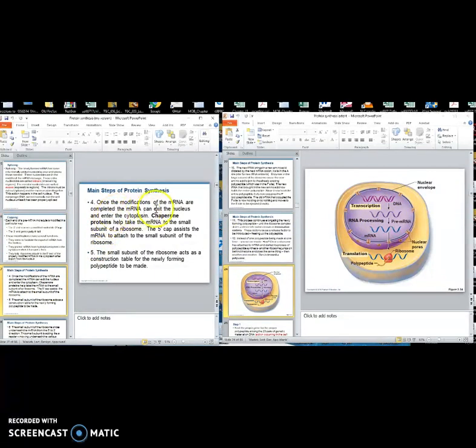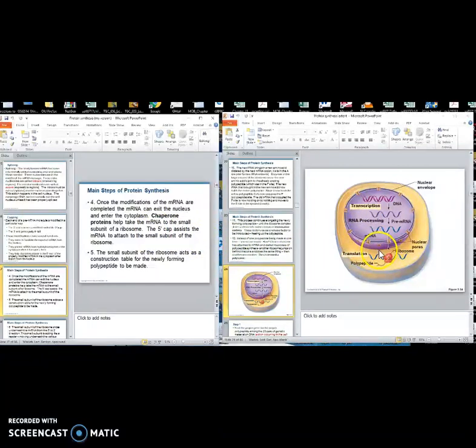Once the modifications of the messenger RNA are completed, the messenger RNA can exit the nucleus and enter the cytoplasm. It will exit the nucleus through the nuclear pores. That's one of the jobs of nuclear pores. The other job, remember, was to export developed ribosomes, but they would export in small and large subunits.